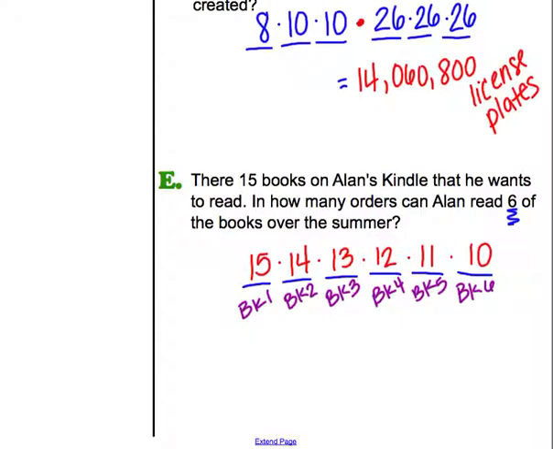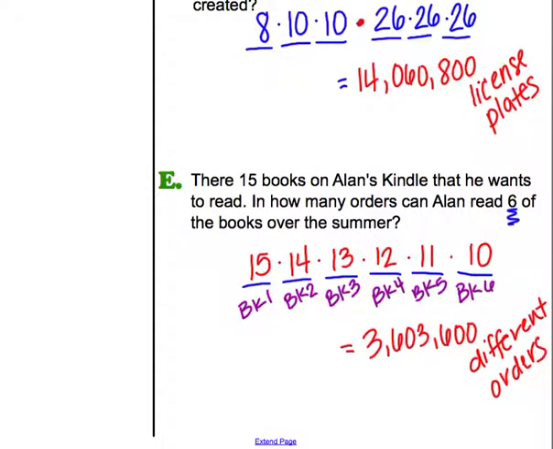So this is kind of like using factorial, except as you notice, we're not using the 9 factorial on down, basically, which you could factor that in, but that's a lot of extra math, so let's only do what we need to do. So if I take 15 times 14 times 13 times 12 times 11 times 10, which is exactly what I have here that I need to do, I get 3,603,600 different orders that he can put these books into to read over the summer. So he's got a lot of choices to make.